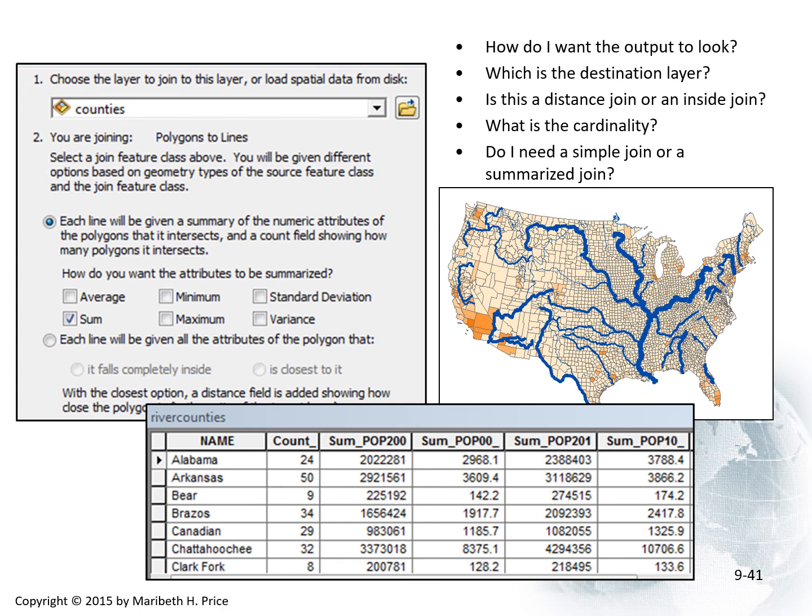And you can see now how in each of these rivers, we now have the count, which is the number of counties, and we have the summarized values, which is the populations and other things. So now we can figure out how many people are in the counties that the rivers spatially intersect.